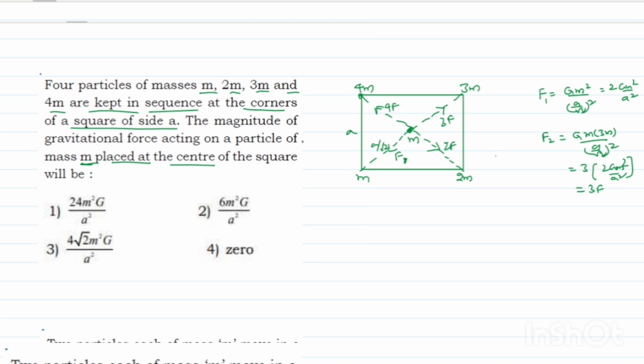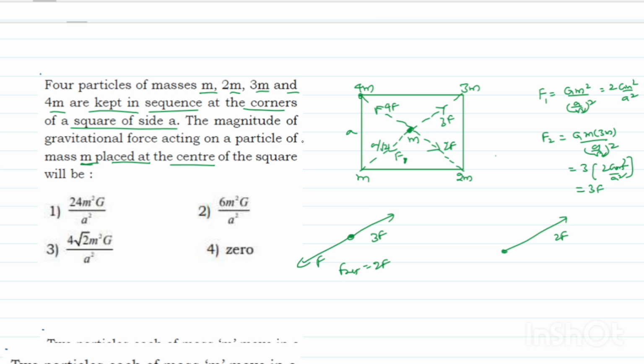Now here, the resultant of these two forces: one force is going to be acting as F, and here one more force will be 3F. The resultant of these will be 2F, and it will act along this direction.